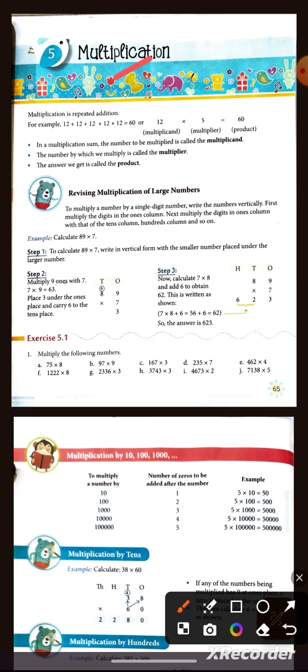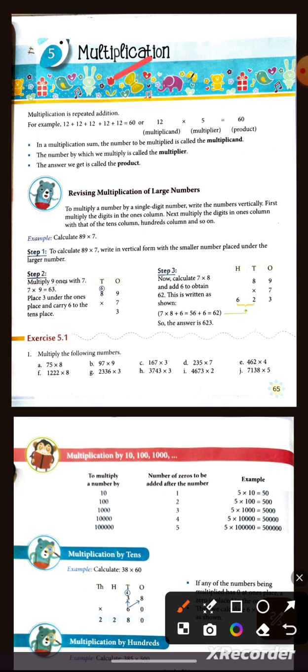Now you can see in multiplication, the number to be multiplied is called the multiplicand. The number which we have to multiply is a multiplicand. The number by which we multiply is the multiplier, and the answer is the product. Okay. Now next come to the example.